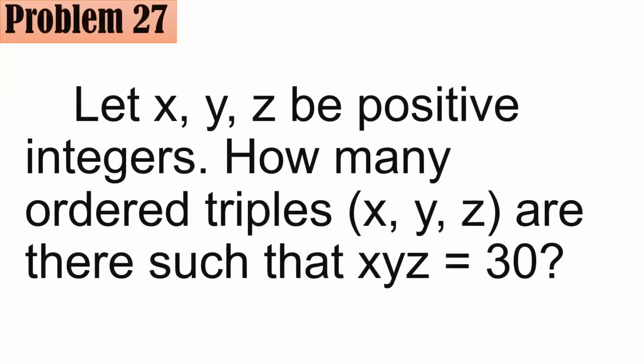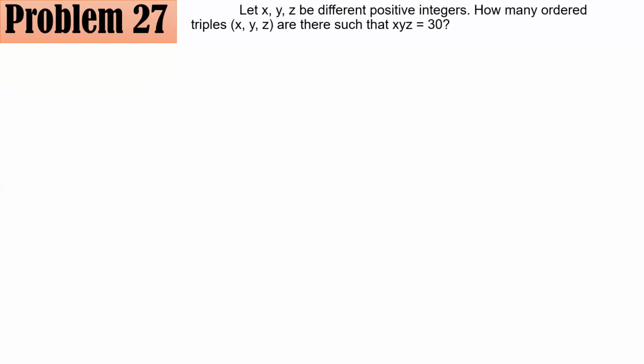27. Let x, y, and z be positive integers. How many ordered triples x, y, z are there such that the product of x, y, and z is 30? Take note, it says ordered triples, so order matters. For example, 1, 2, 3 is different from 2, 1, 3, because the moment that you interchange or have a different arrangement, that is a different ordered triple. So we have to note that they are different.